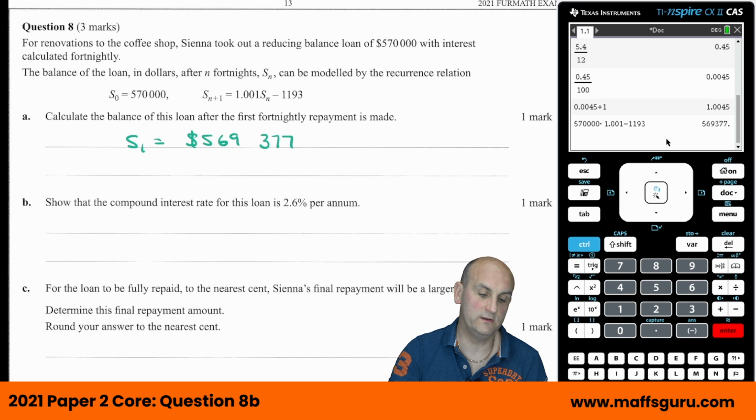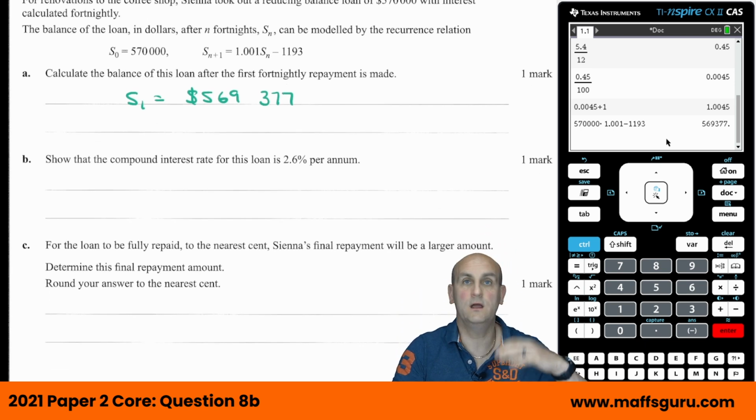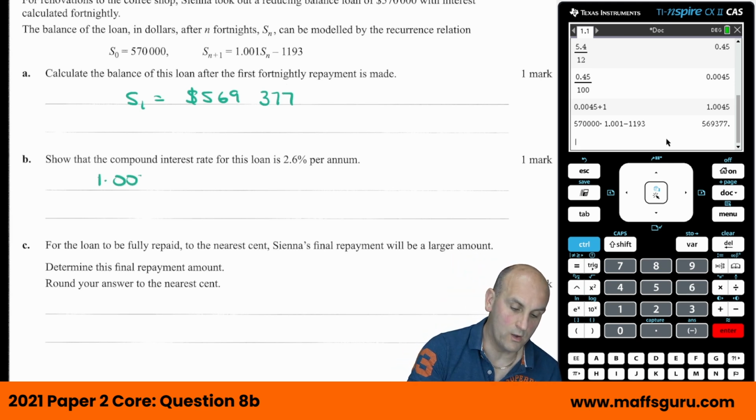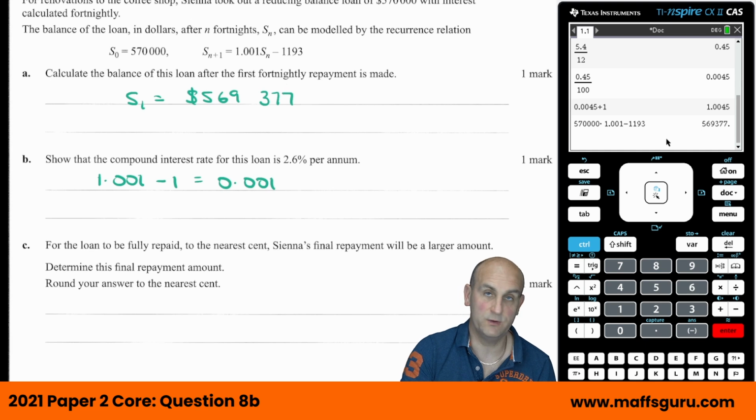Show that the compound interest rate for this loan is 2.6% per annum. Well, having done something one way, we now get to do it backwards. So I've got my interest rate of 1.001. I'm going to subtract 1, which gives me 0.001. That's percent. All right, now that's per fortnight.